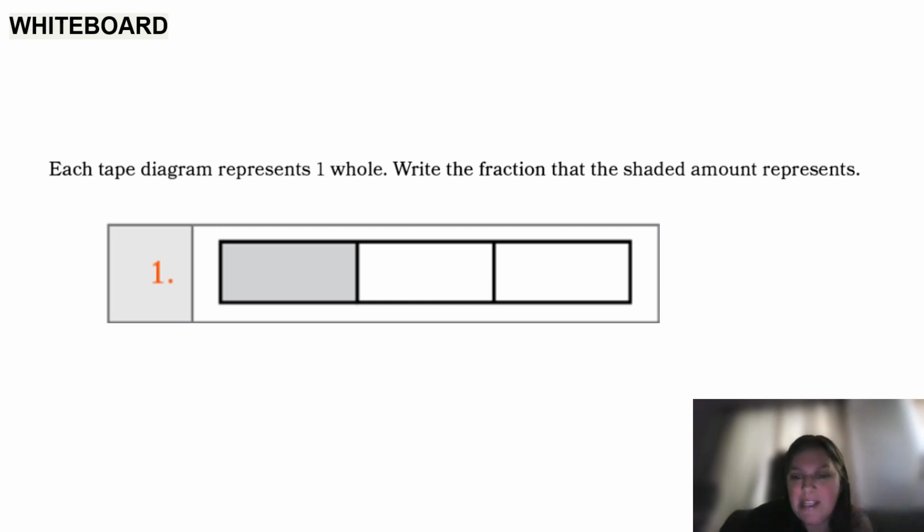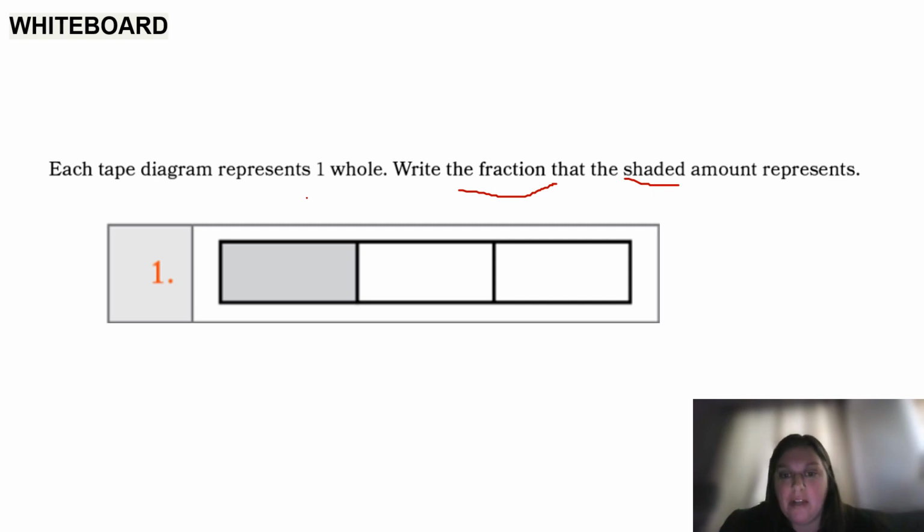All right, now that you are set up and ready to learn for our warm-up today, we are going to, on your whiteboard, write down what the directions say. It says that each tape diagram represents one whole. Write the fraction that the shaded amount represents. On your whiteboards, write down what fraction the shaded amount represents.